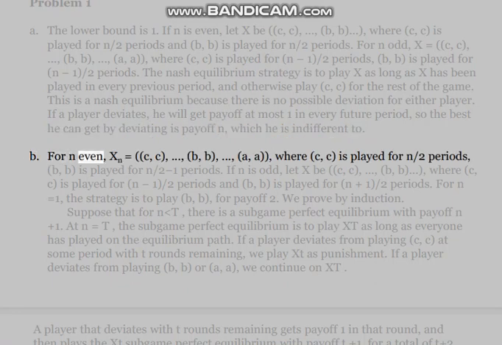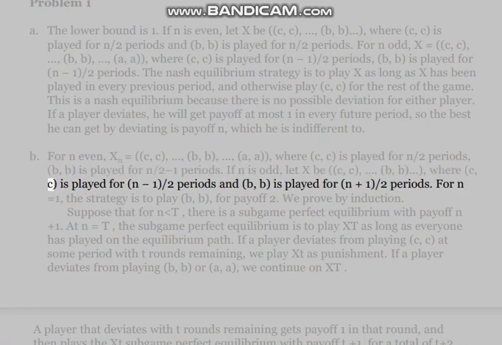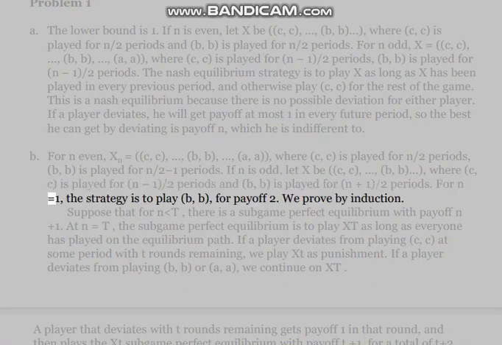For n even, x_n is C, C then B, B then A, where C, C is played for n/2 periods, B, B is played for n/2 - 1 periods. If n is odd, let x be C, C then B, B, where C, C is played for (n-1)/2 periods and B, B is played for (n+1)/2 periods. For n equal to 1, the strategy is to play B, B for payoff 2.